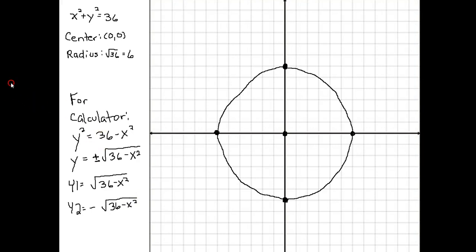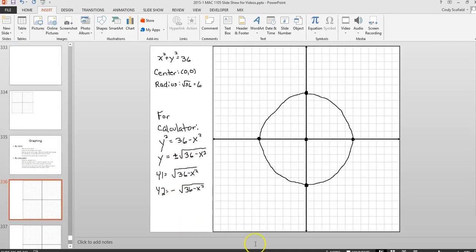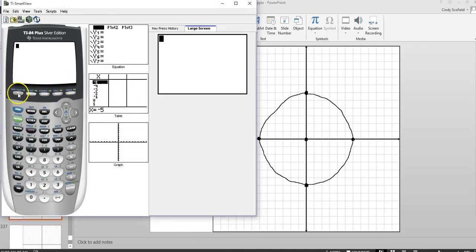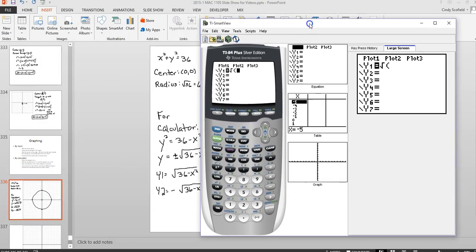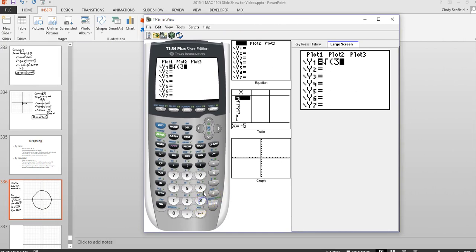Okay, so let's do it. All right, so the first one was the square root of 36 minus x squared. Then the second one was the negative square root of 36 minus x squared.